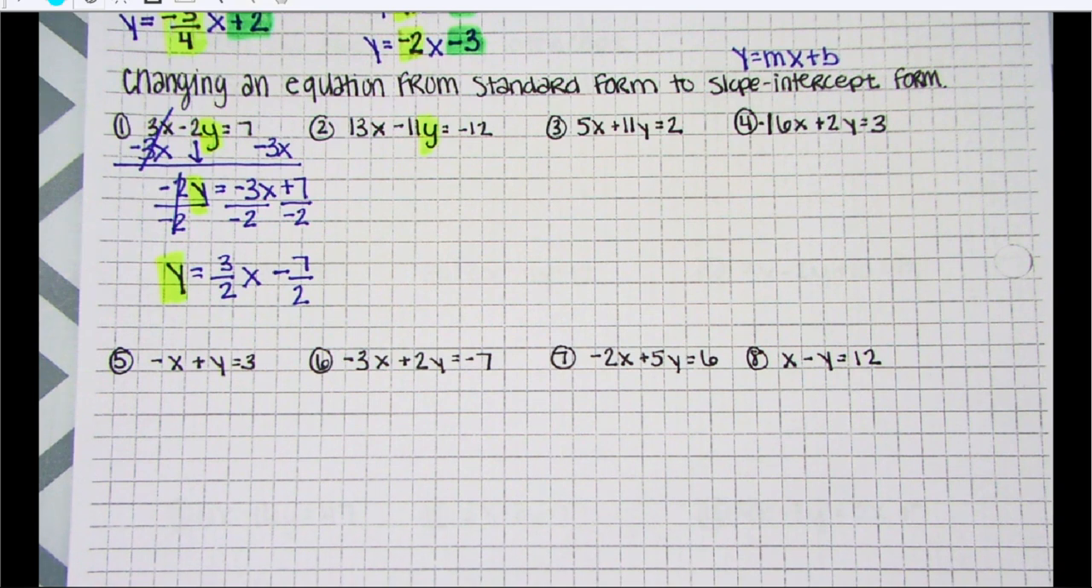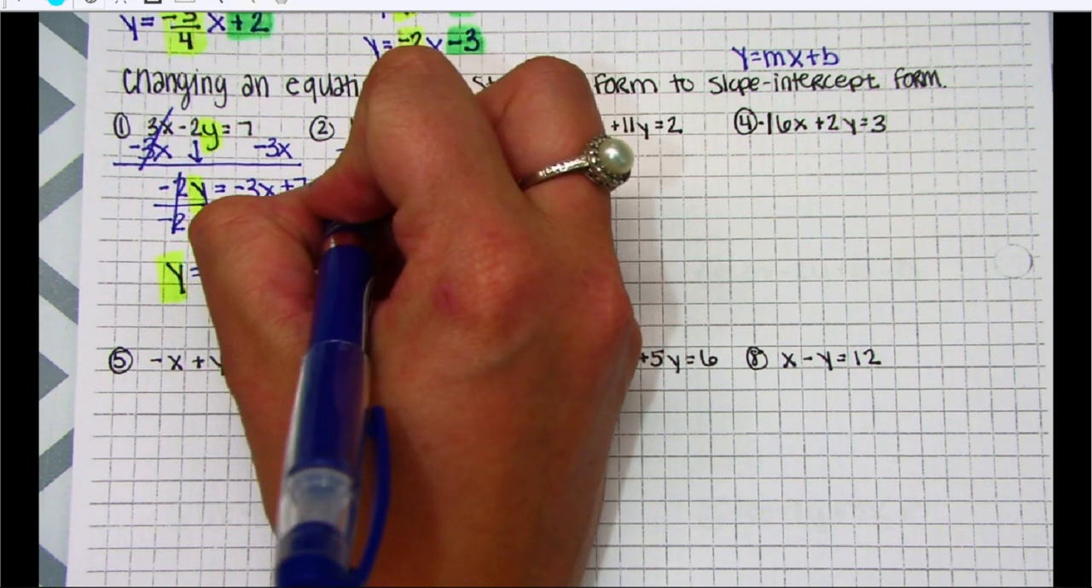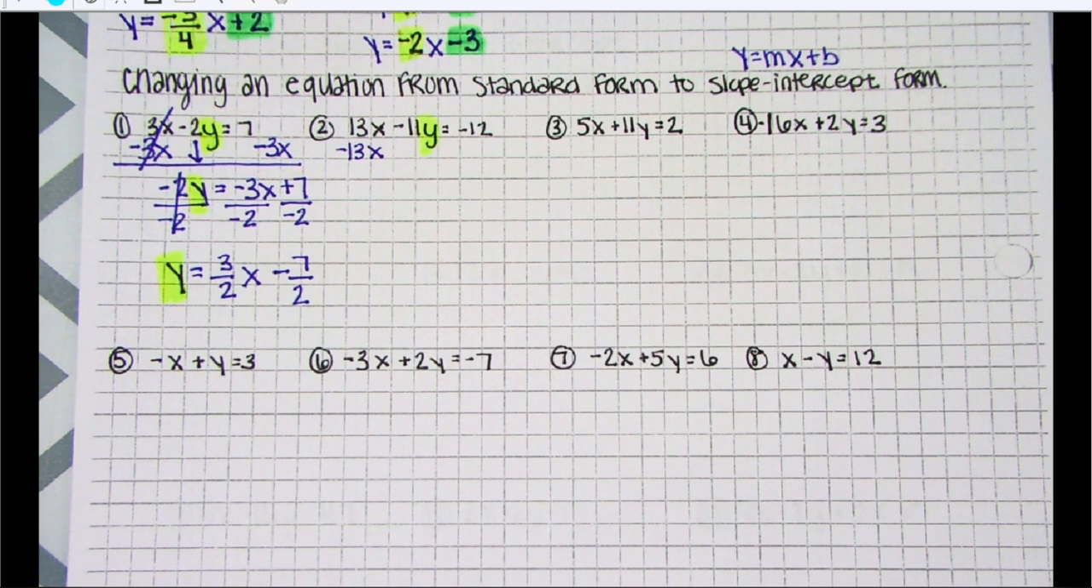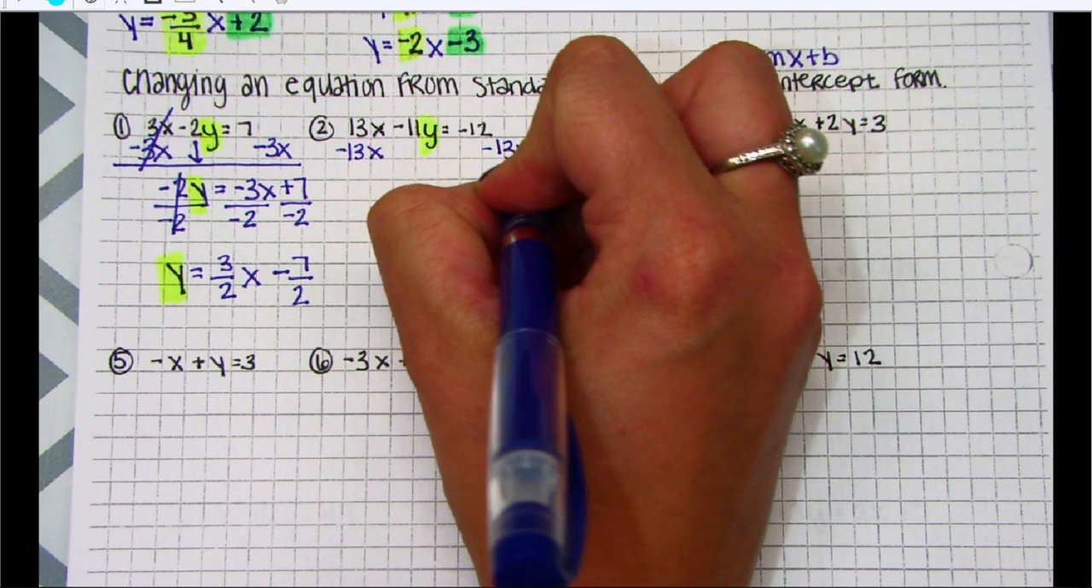Why do we subtract? Because it's positive and we got to cancel it out. Good. So I'm going to put minus 13x. Where do I put the other negative 13x? On the other side. Am I going to put it underneath negative 12? No. Why won't I put it underneath? They don't go together. Good. They're not like terms. Good job. So minus 13x.